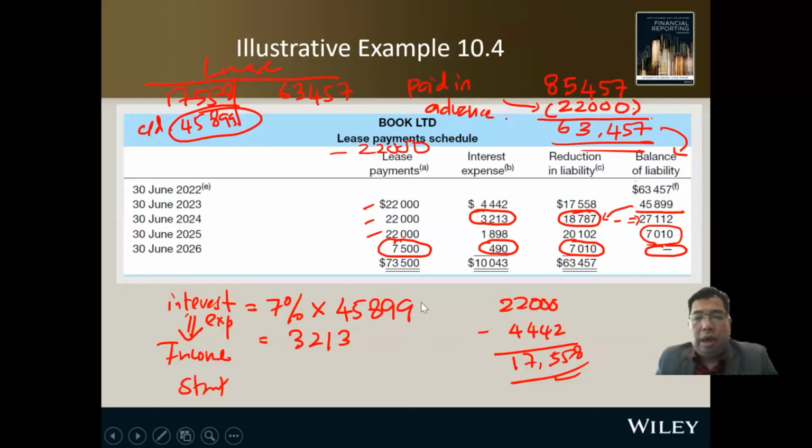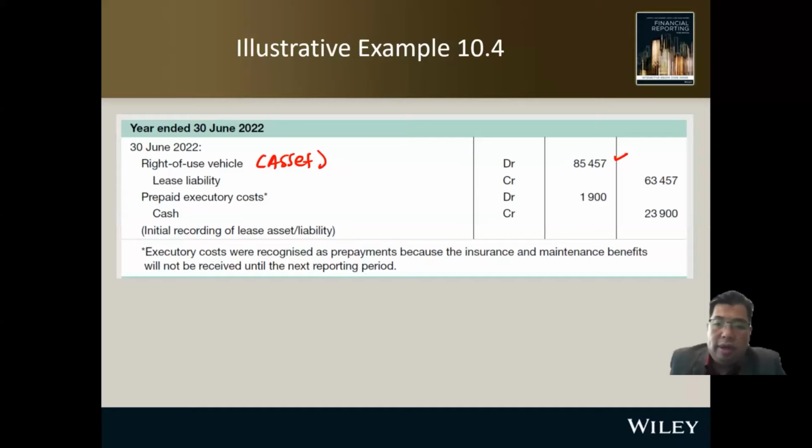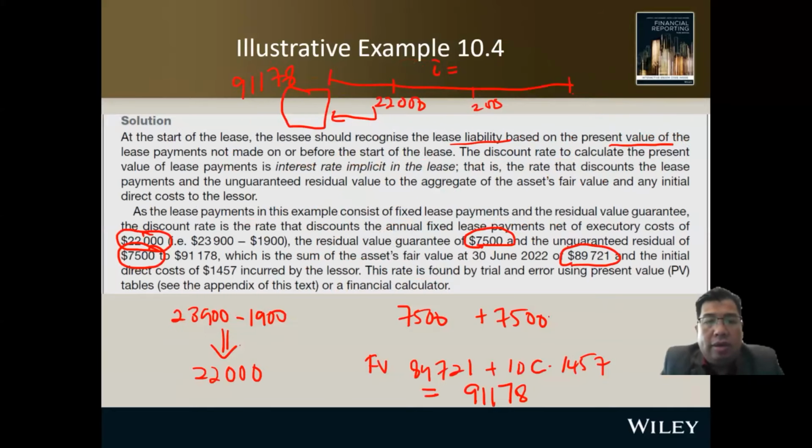I'm going to continue with the journal entry. For the first year, when we sign the contract, we record it as our asset. We call it right of use of vehicles. This is your asset. Debit 85,457. This is the fair value of the asset.